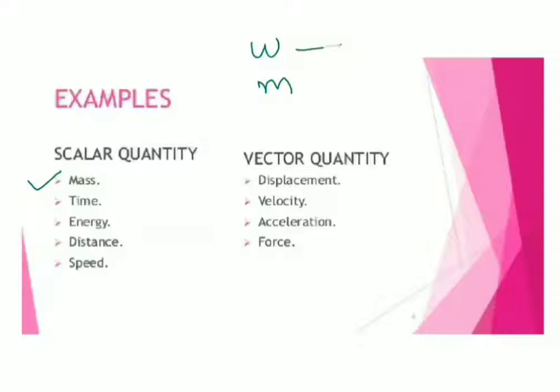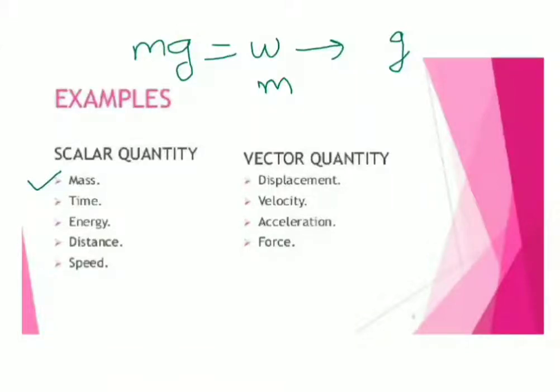Now W is basically the weight of the body, and it is a vector quantity because weight is the gravitational force exerted on a body, which we can also say is mass times acceleration due to gravity, and the formula of weight is equal to mg. Now here we have mass.